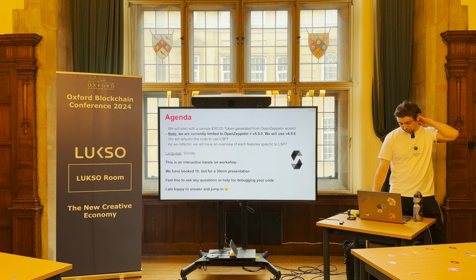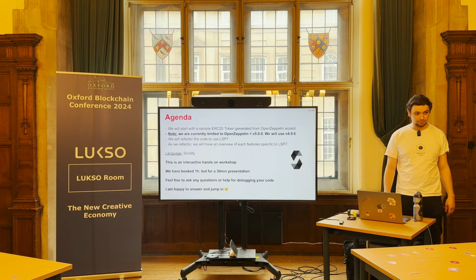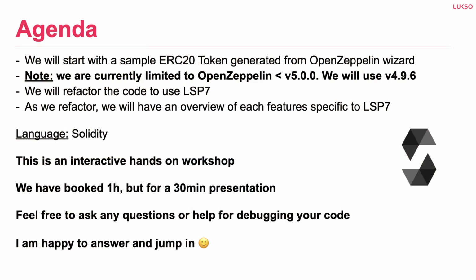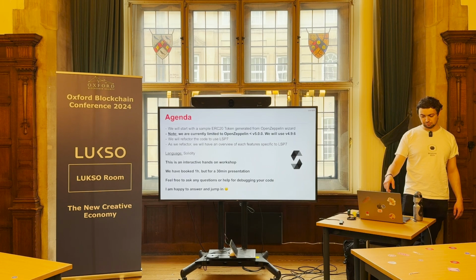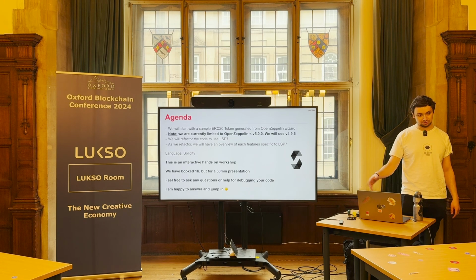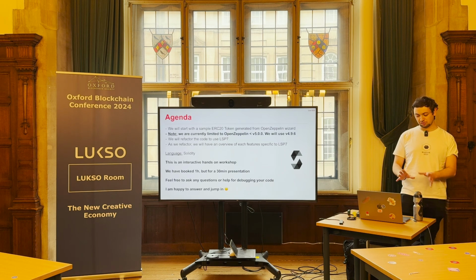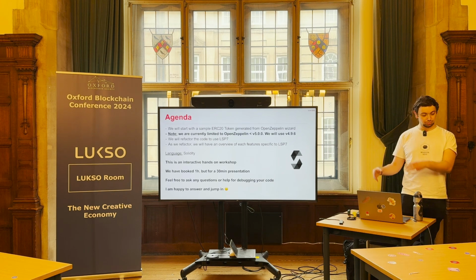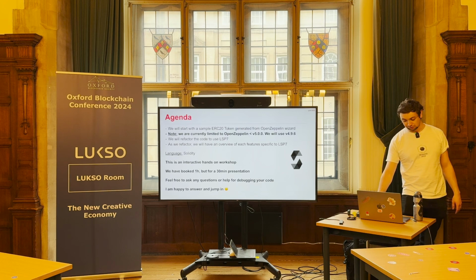As I said, we're going to start with a sample ERC20 token. Do you know the OpenZeppelin wizard, the tool? Have you ever seen that? Yeah. So we're going to use that. The only thing is that we are a bit limited with the wizard, which gives you the features from 5.0, but we haven't migrated the code base to OpenZeppelin 5 yet. So it's just one constructor argument that is adjusted. But we will use the pre-sample code from OpenZeppelin, and we're going to refactor it.